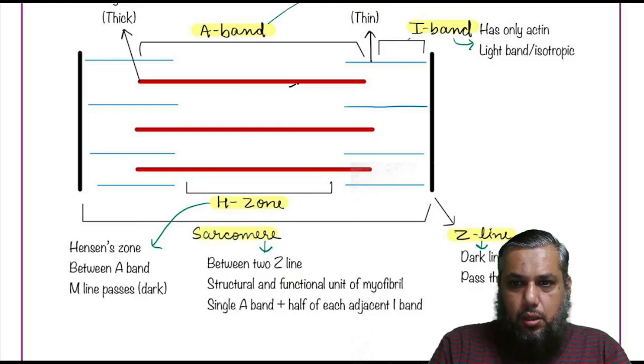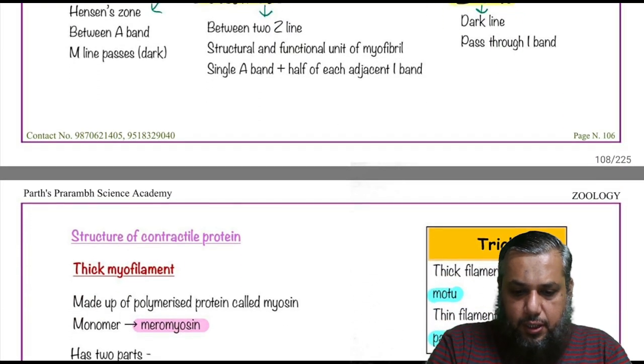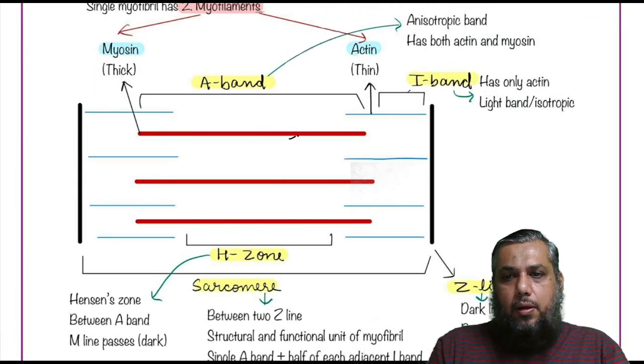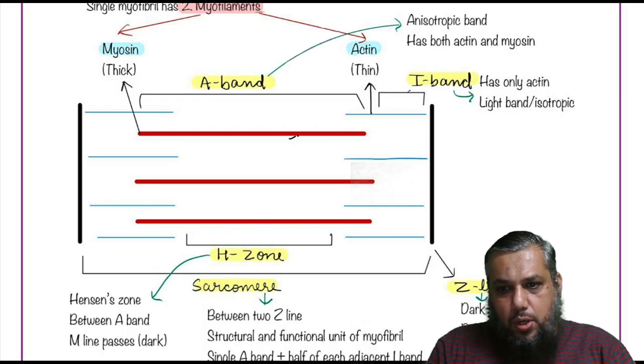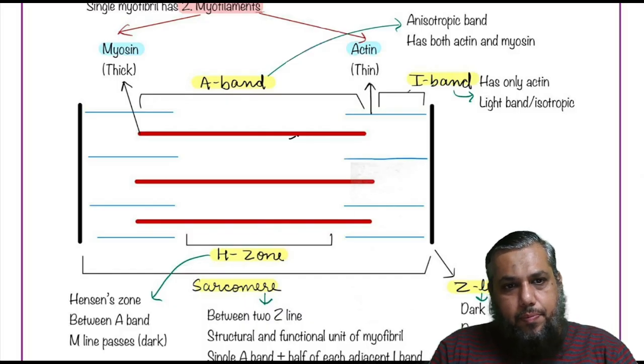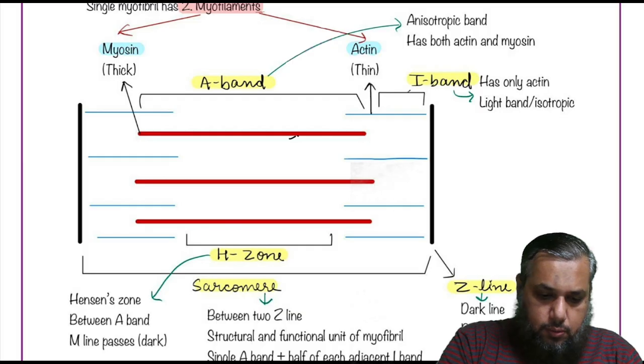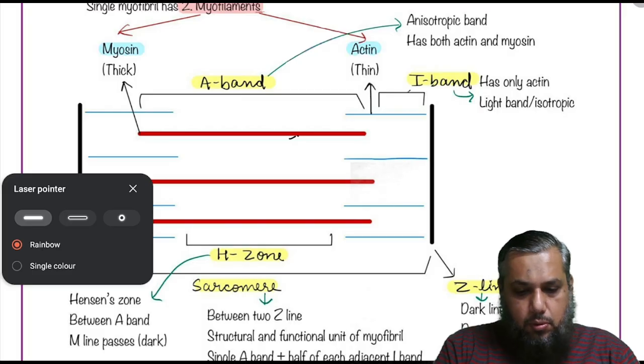Right now, so after understanding this, let us recap what is the H zone. So I said, let us recap the H zone. So now this is a muscle or the sarcomere in the resting state. Okay.